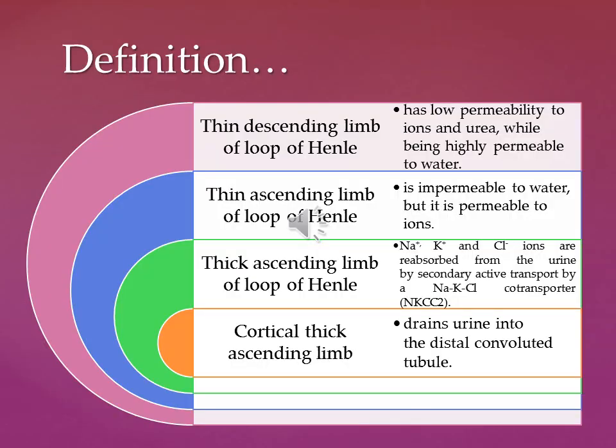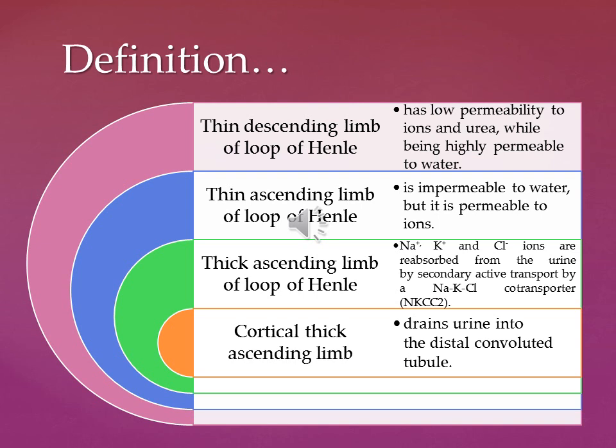In the parts of the loop of Henle, we have the thin descending limb, which has a low permeability to ions and urea while being highly permeable to water. The thin ascending limb is impermeable to water and permeable to ions. In the thick ascending limb, sodium, potassium, and chloride ions are reabsorbed from the urine by secondary active transport by a sodium, potassium, and chloride co-transporter.